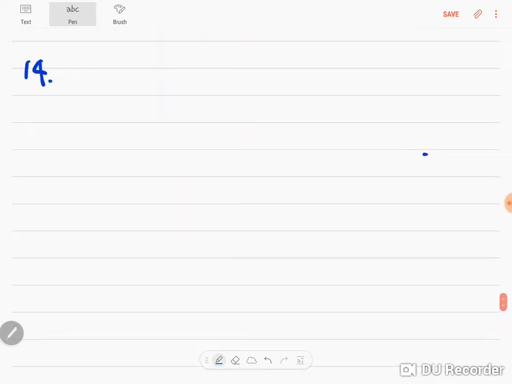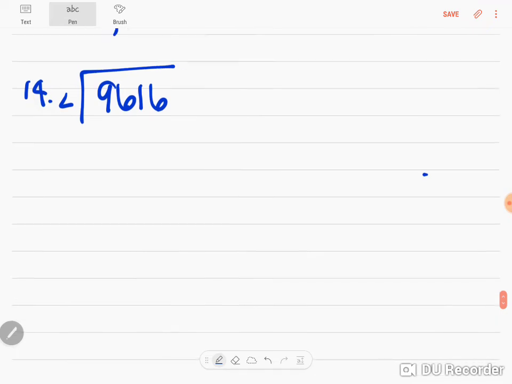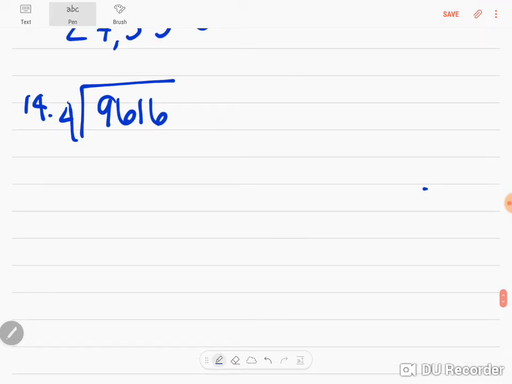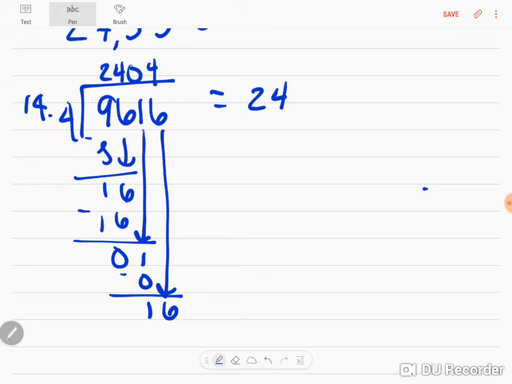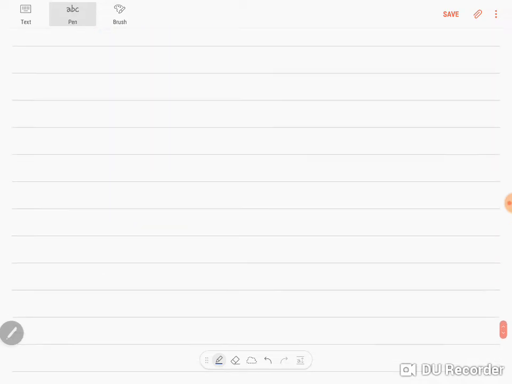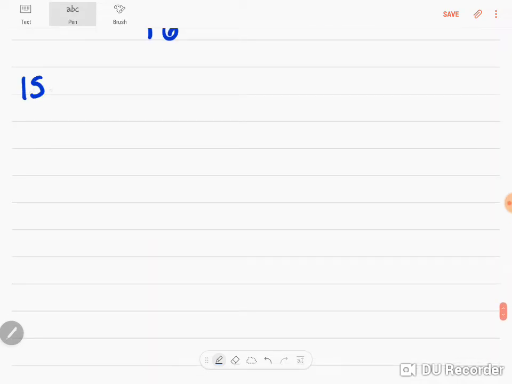Number 14. $9,616 divided by 4. 4 goes into 9 2 times. We have 8. It goes into 16 4 times. It goes into 1 0 times. And it goes into 16 4 times. Your answer is 2,404. Number 15. 5 more questions and we're done.